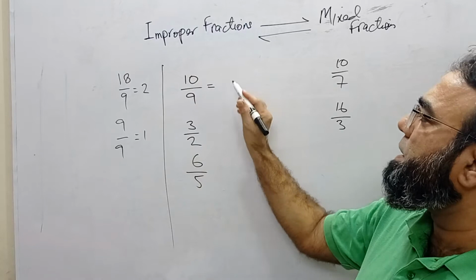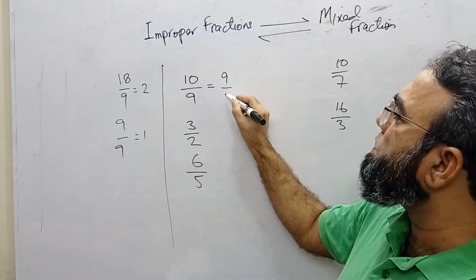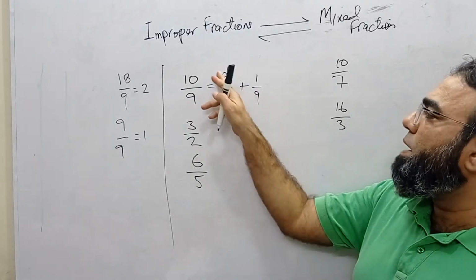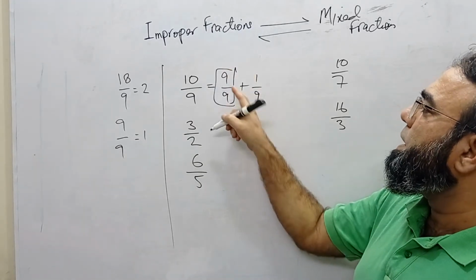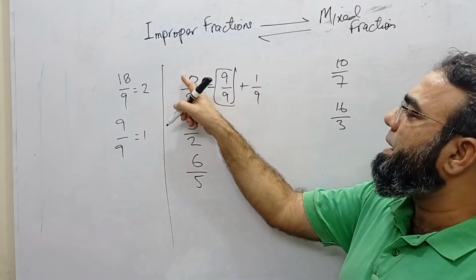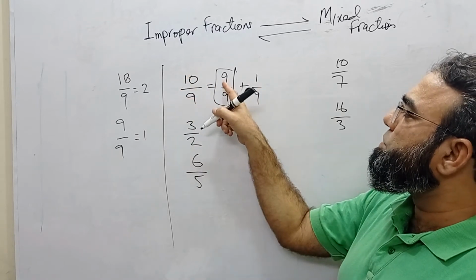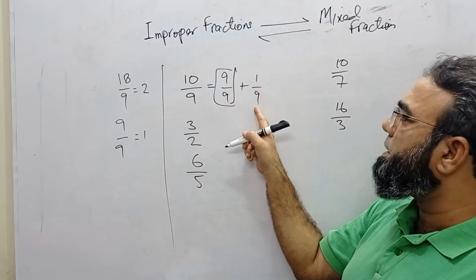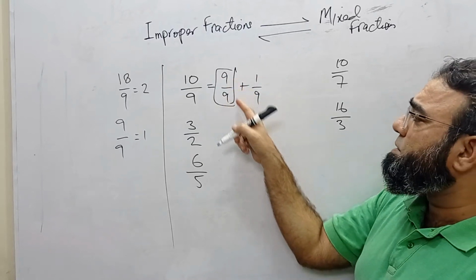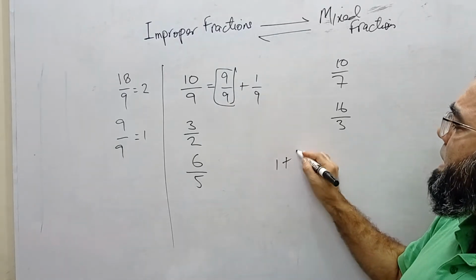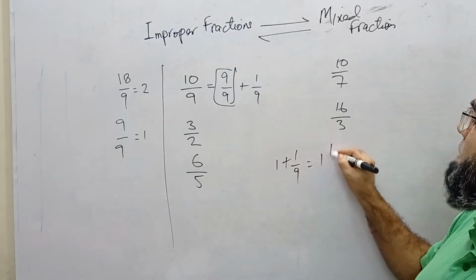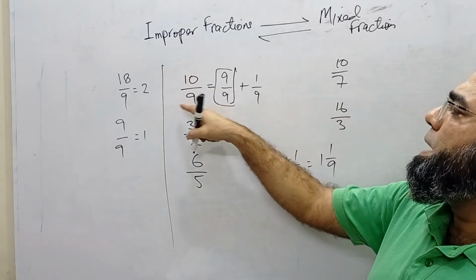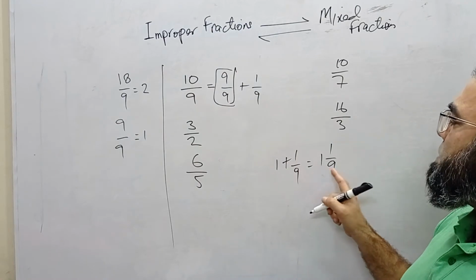So this 10 over 9 is basically 9 over 9 plus 1 over 9, because 9 1 times is 9, so this is your 1 over here. If you add them together, you get them back as 10 over 9. So this is going to be 9 over 9, which is going to be 1, plus 1 over 9. You know that 1 plus 1 over 9 is the same as 1 whole 1 over 9. So 10 over 9 written as a mixed fraction is going to be 1 whole 1 over 9.